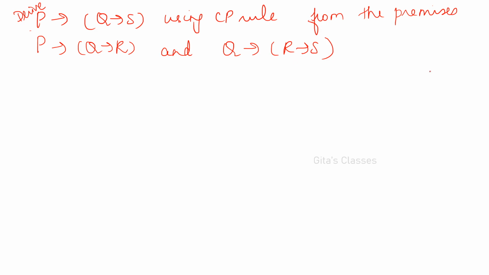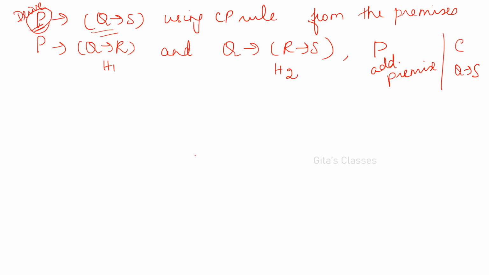This is in the form of R conditional S. So this is the antecedent, this is the consequent. So remove this antecedent and add it as an additional premise. So we have H1 and H2, and I am going to add this P as an additional premise. Now our conclusion will become Q conditional S. Understood? So remove this P, add it as an additional premise.